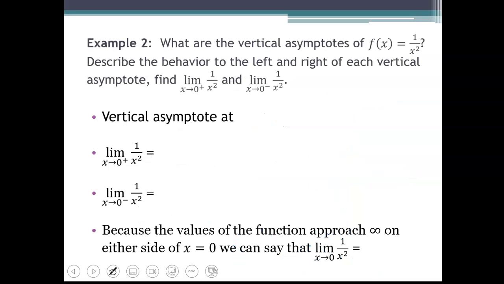Okay, what are the vertical asymptotes of 1 over x squared? Describe the behavior to the left, to the right, etc. Once again, x squared equals 0. Thus, vertical asymptote at x equals 0. For the behavior to the left and to the right, we would plug in 0.1. So 1 over 0.1 squared is positive because anything squared is positive. So this is positive infinity. Negative 0.1 squared is still positive. So this is positive infinity.